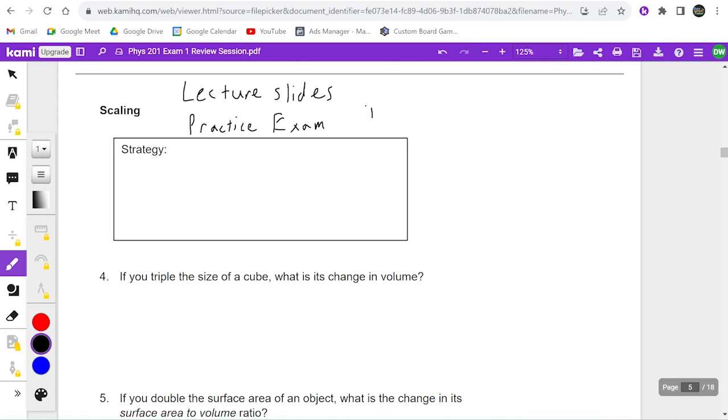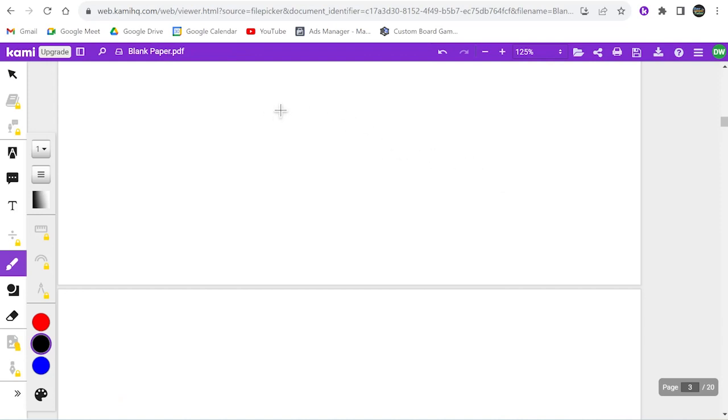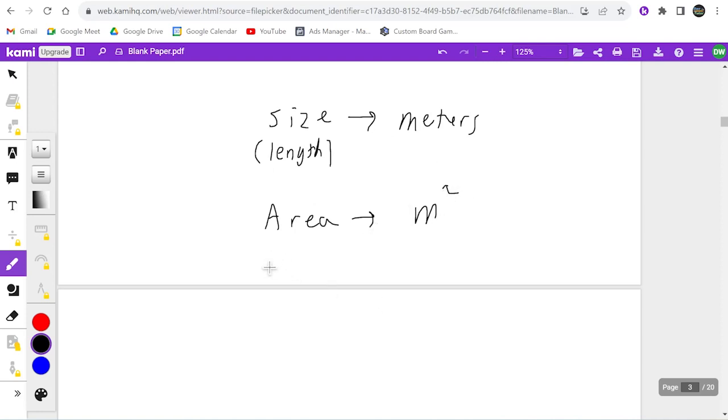So, anyways, the strategy that I like to use for scaling is first think about the units. The reason I say that is because there are 3 quantities we need to know. There's size, which can also mean length, and that's measured in meters. If I have an area, that's meters squared, and if I have a volume, that's meters cubed. By the way, it doesn't have to be meters always. It can be inches, feet, anything. The important thing is the squared and the cubed, okay?